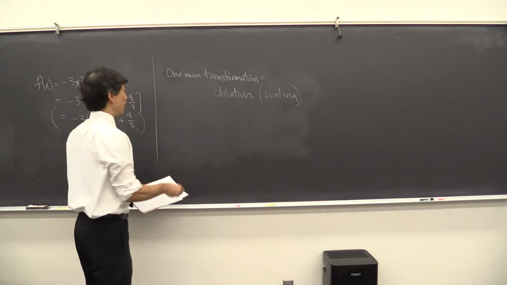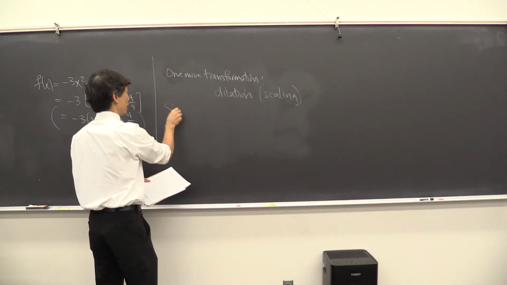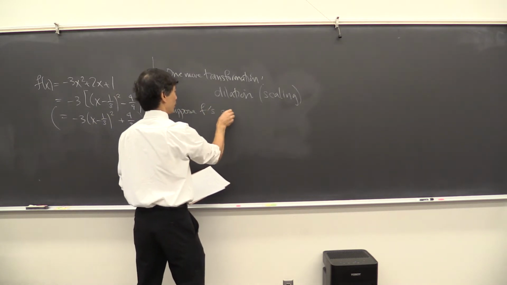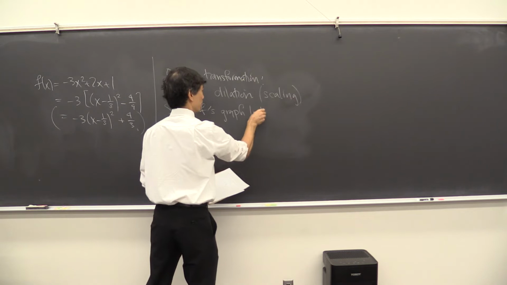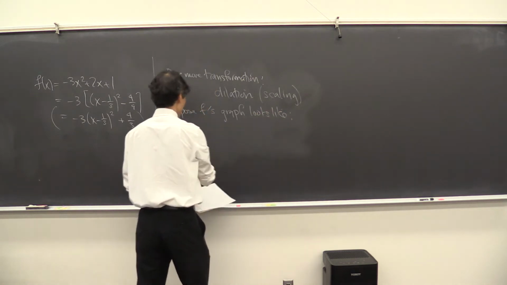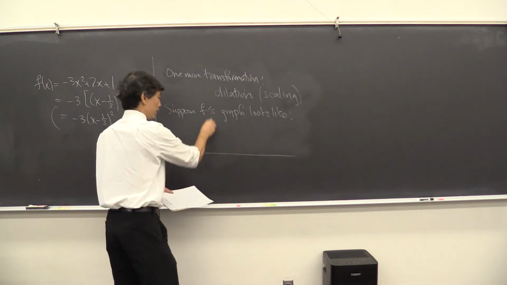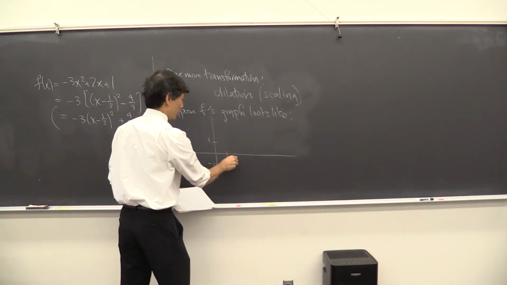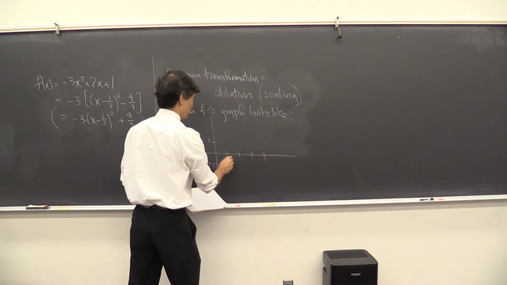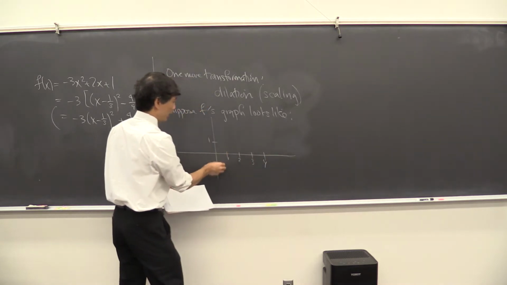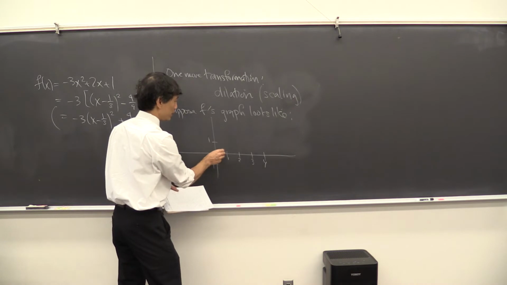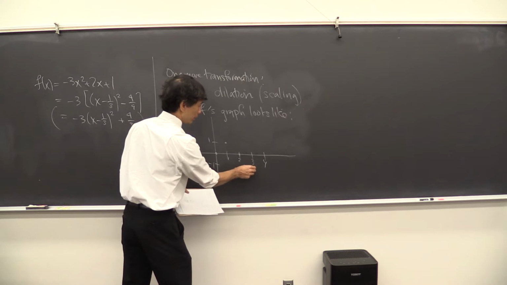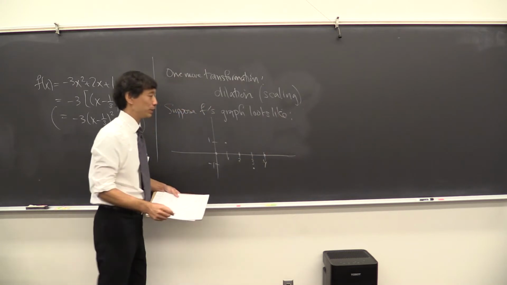Okay, so suppose you have some function f, and f's graph looks like this. Here's 1 and here's negative 1, and 1, 2, 3, 4 along the x-axis. So f starts off at 0, goes up to 1, comes back to 0, goes down to negative 1, and comes back up to 0.